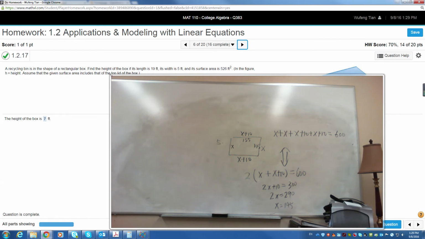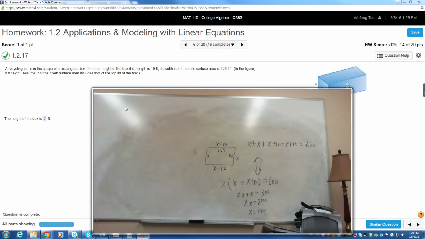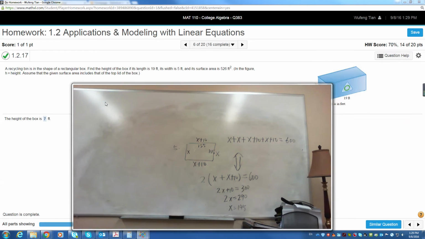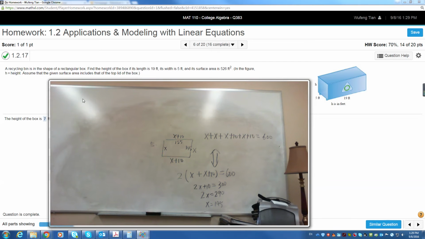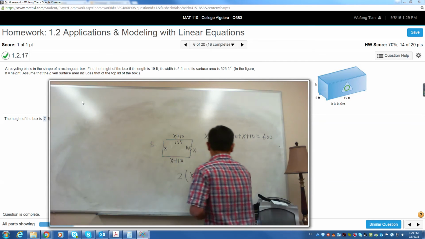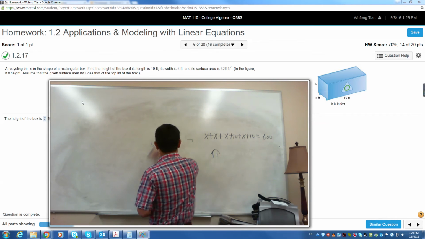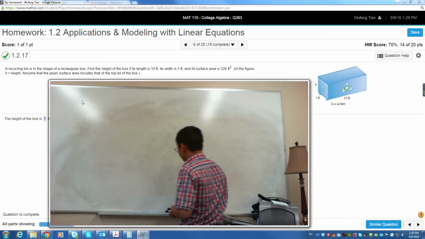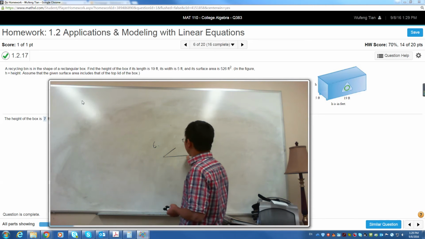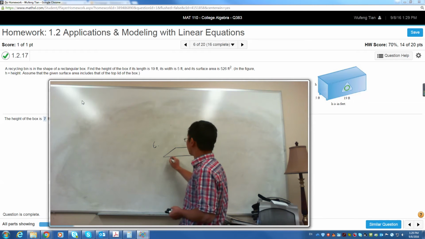Number 6. A recycling bin is three-dimensional. Oh, my bad. Number 6, you have a recycling bin.